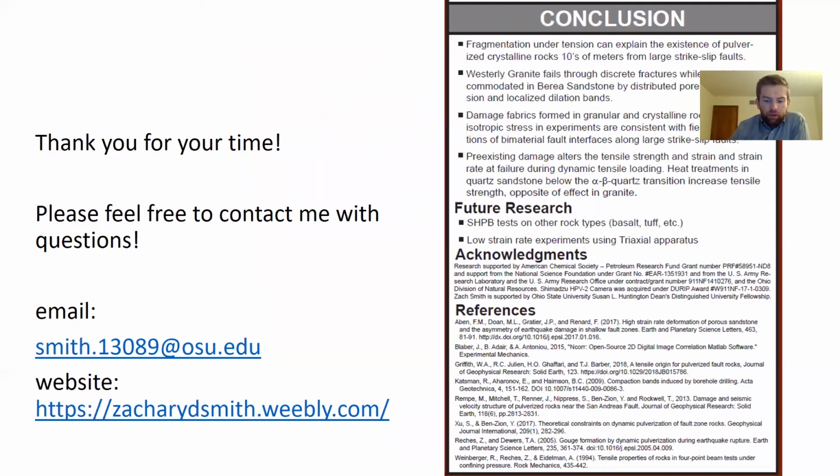In conclusion, our results suggest that tensile fragmentation is a viable mechanism for pulverization tens of meters from a fault. And our results serve to explain variations in damage based on lithology and pre-existing damage.